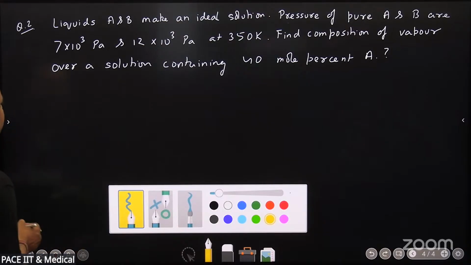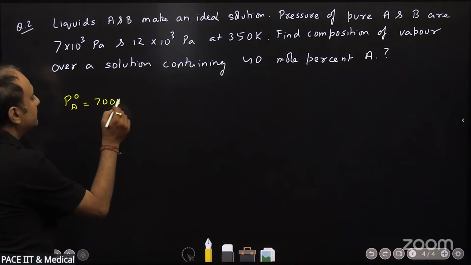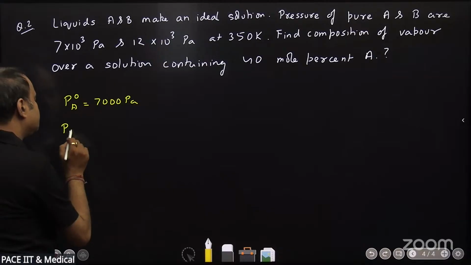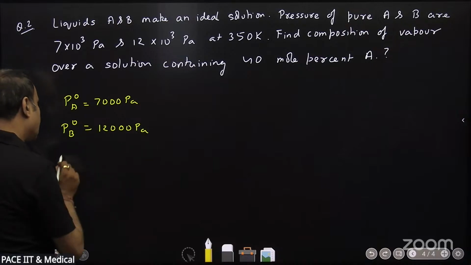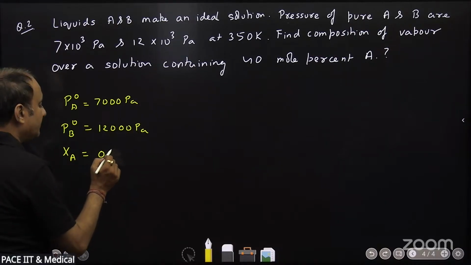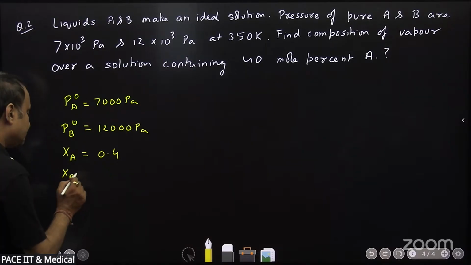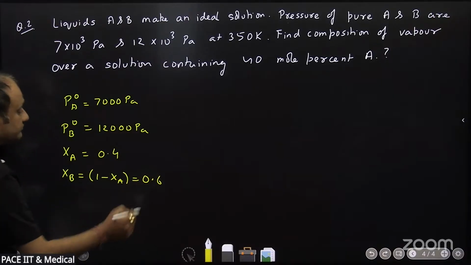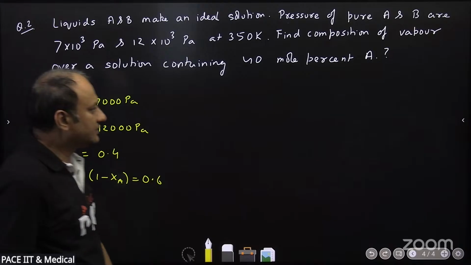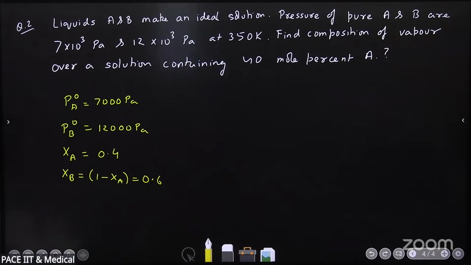Okay. So let's see here again. Where again PA naught is given to us, 7,000 Pascal. PB naught is given 12,000 Pascal. XA is given 40 mole percent, means mole fraction 0.4. And therefore XB, 1 minus XA, is 0.6. This information is given. And problem has already told us that this solution is an ideal solution. Correct?